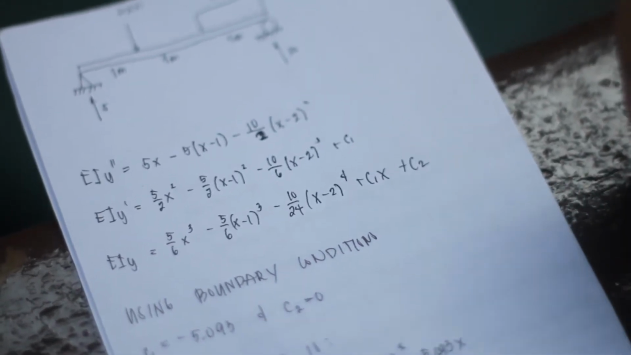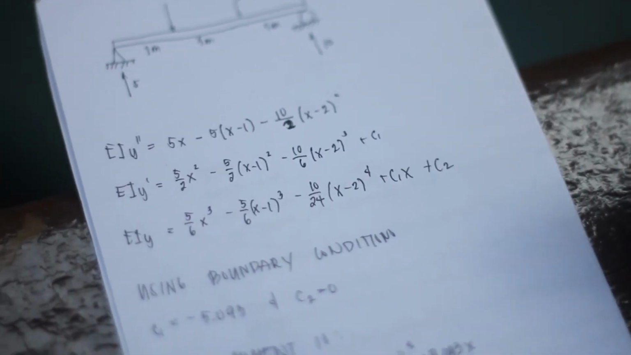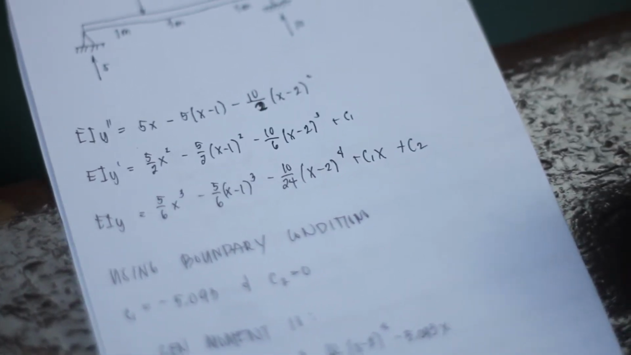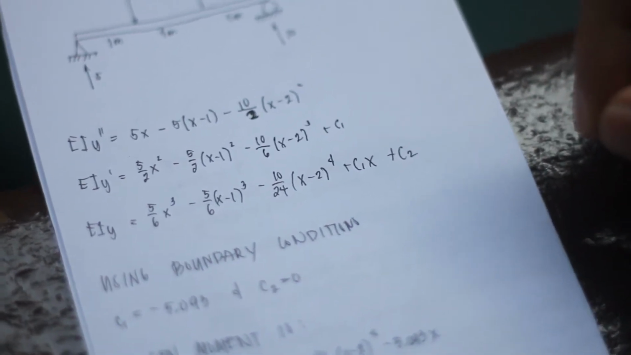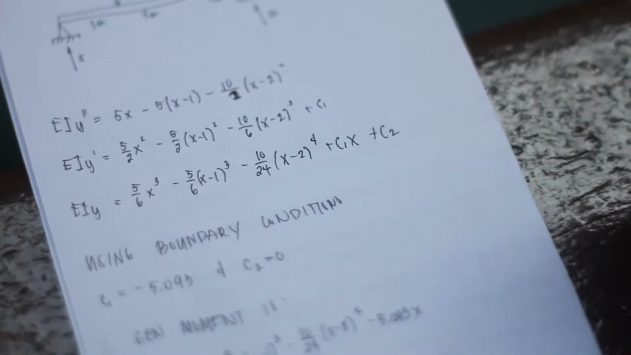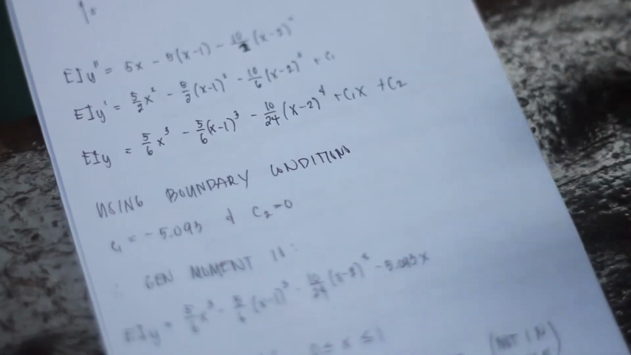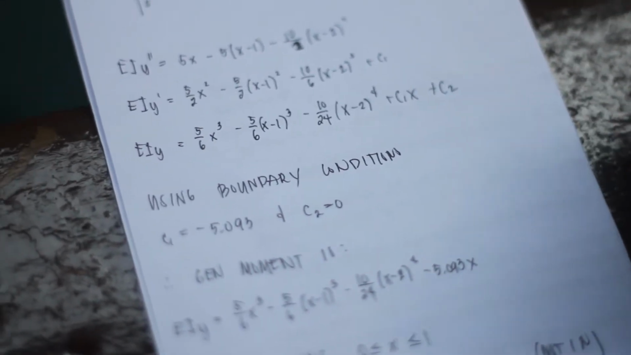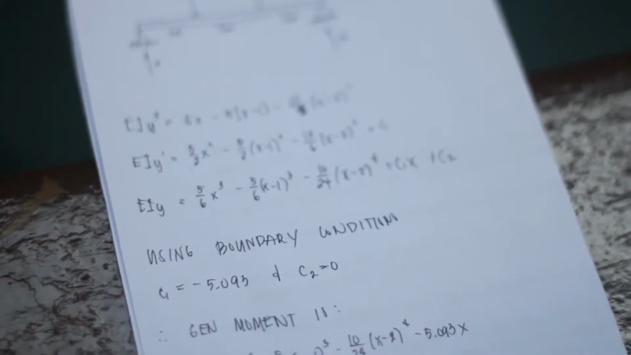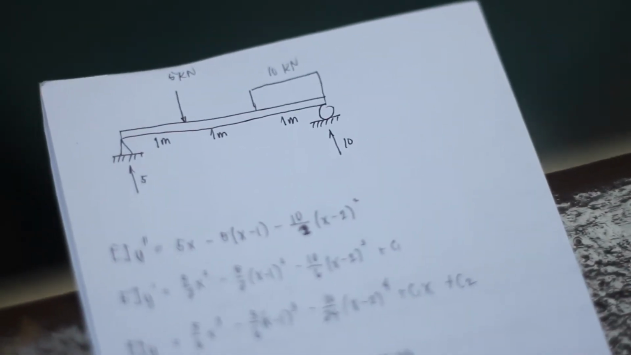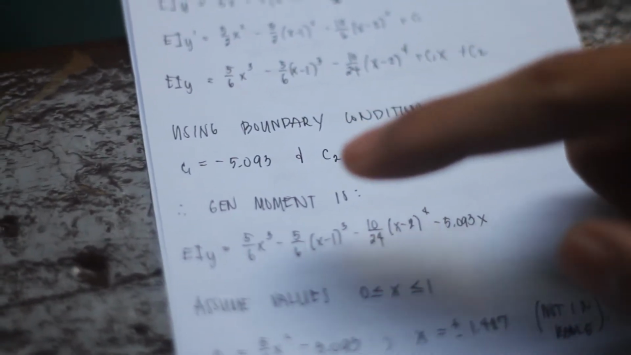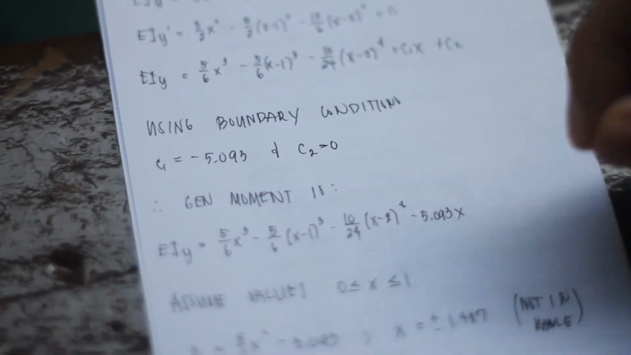The third is EI y is equal to 5 over 6 x cubed minus 5 over 6 quantity x minus 1 raised to the third minus 10 over 24 quantity x minus 2 raised to the fourth plus C1 x plus C2. Using our boundary conditions, y is equal to 0 at x is equal to 0, and y is equal to 0 at x is equal to 3, we get the values of the constants: C1 is equal to negative 5.093 and C2 is equal to 0.